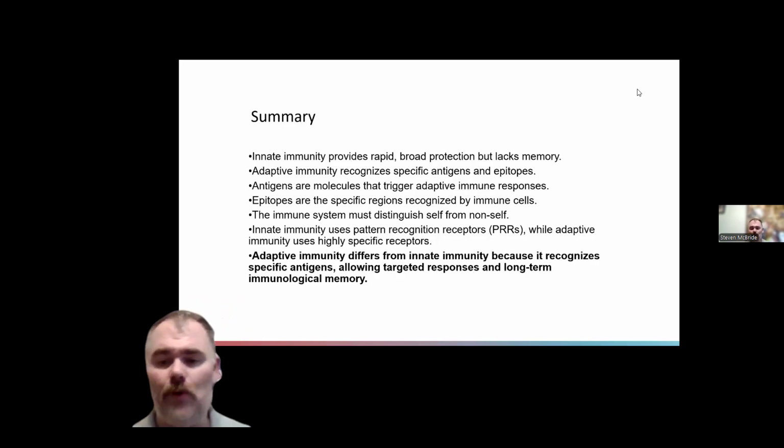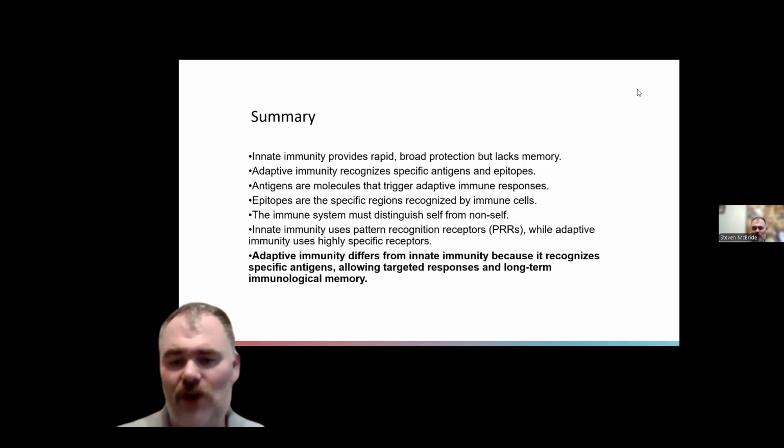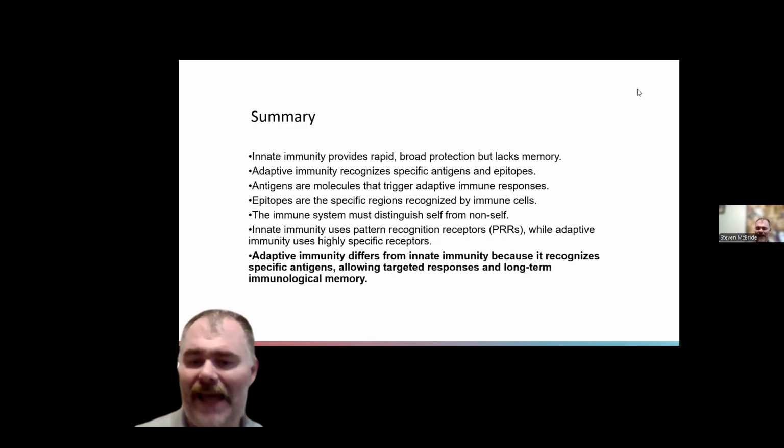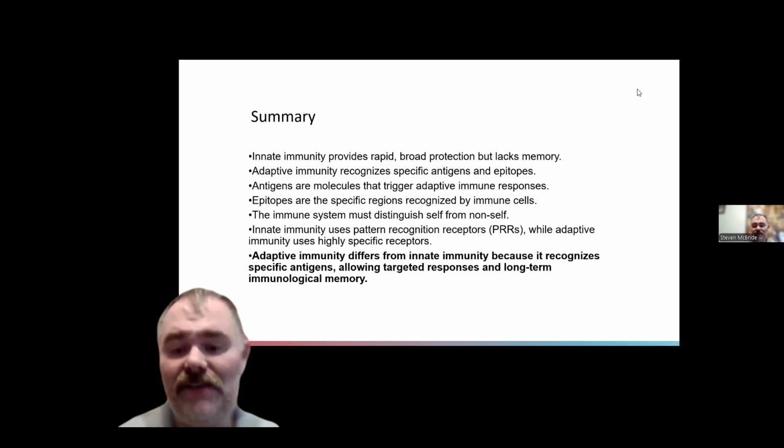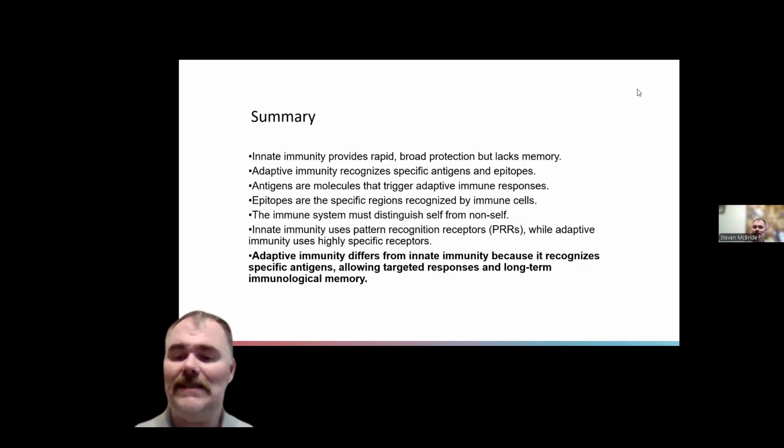We also discussed the importance of distinguishing self from non-self. The immune system must recognize harmful invaders while avoiding attacking the body's own tissues. Finally, we saw that innate immunity uses pattern recognition receptors to detect common microbial features, whereas adaptive immunity relies on highly specific receptors that recognize individual epitopes. The major advantage of adaptive immunity is that this specificity provides the foundation for immunological memory, allowing future responses to be faster and more effective.